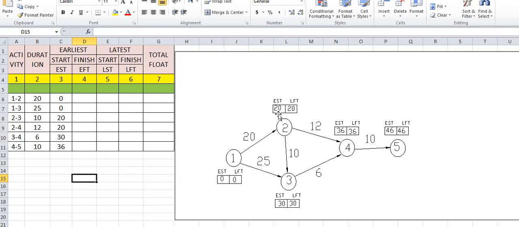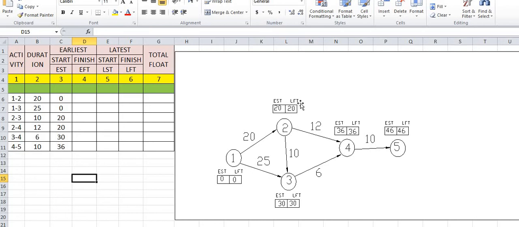So again in this rectangular part we have calculated EST. How have we fed the EST? The first node we have taken as 1 to 2, so we have taken 1. 1 to 3 we have taken 1. 3 to 4 we have taken 3. 4 to 5 we have taken 4. Okay. Same way 2 to 4 we have taken 2. So in this way we have taken all these EST values.